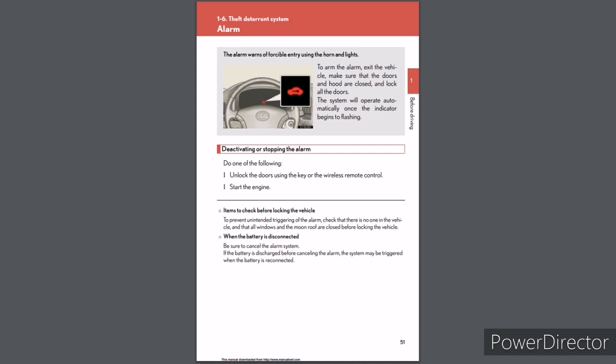Items to check before locking the vehicle: to prevent unintended triggering of the alarm, check that there is no one in the vehicle, and that all windows and the moonroof are closed before locking the vehicle. When the battery is disconnected, be sure to cancel the alarm system. If the battery is discharged before cancelling the alarm, the system may be triggered when the battery is reconnected.